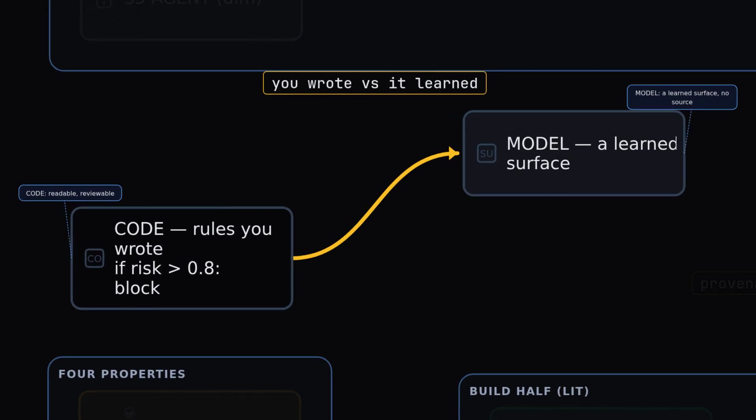You wrote the rules in code and can read every one. Nobody wrote the model's rules. It learned a surface from data. This single difference is the root of all 4 properties.